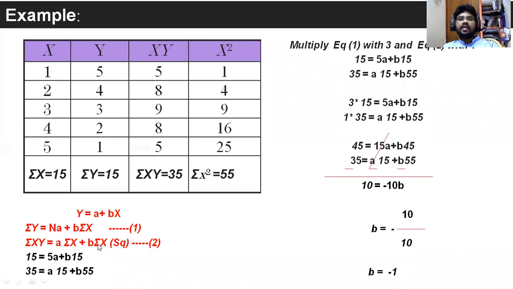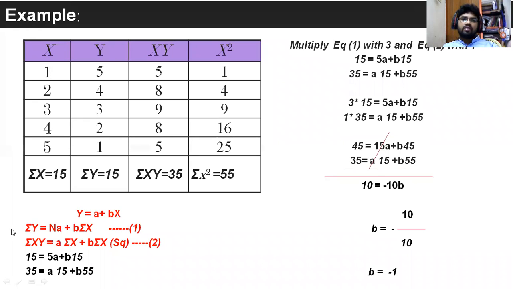Then we need to calculate sum of x square. So before sum of x square, we need to find the x square value, nothing but x into x. Here 1 into 1, 1. 2 into 2, 4. 3 into 3, 9. 4 into 4, 16. 5 into 5, 25. So when you add all these values, that is sum of x square. Here sum of x square is equal to b 55.